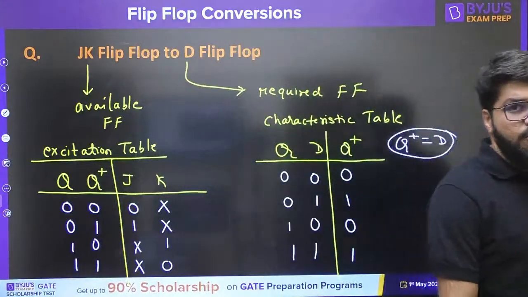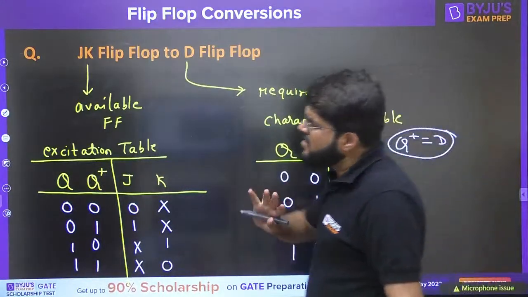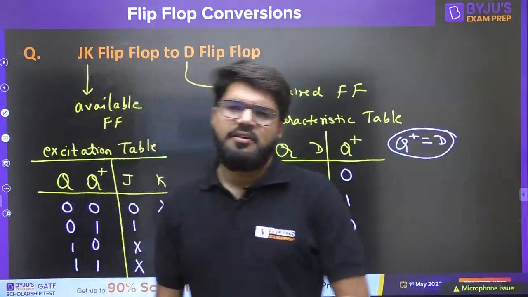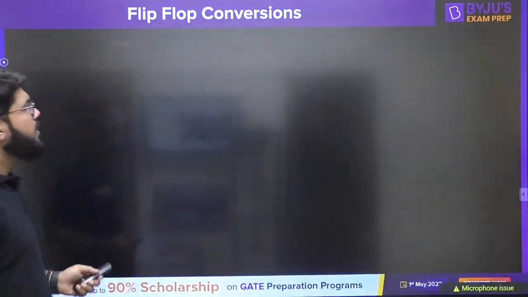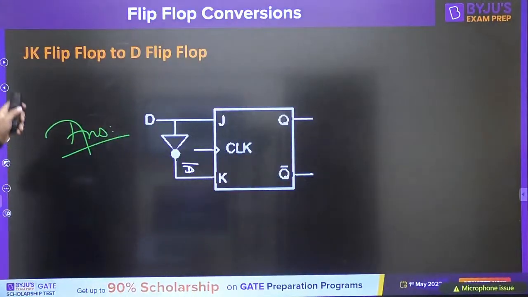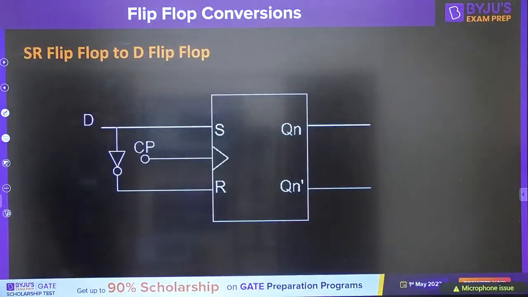Chalo, let us take one or two more. And finally, as a result, I will give you all conversions. Right, let us come here. Okay, so this is done, JK to D. Now let us start step by step.